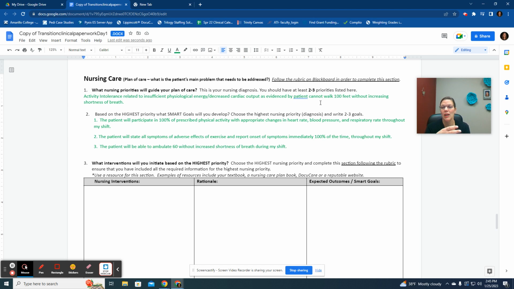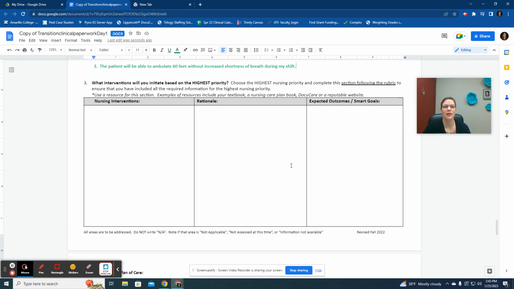We want the patient to be communicating with us what's going on with them so we don't risk having them fall or anything like that. Number three, the patient will be able to ambulate 60 feet without increased shortness of breath during my shift. So those are my SMART goals. And again, I utilized my Ackley textbook to help me get those figured out.